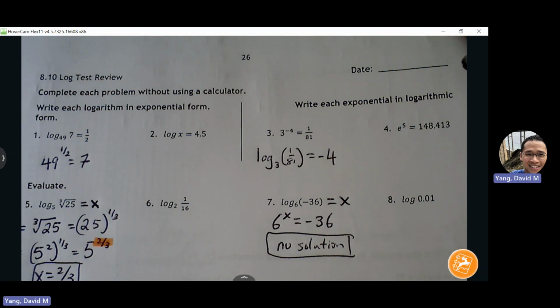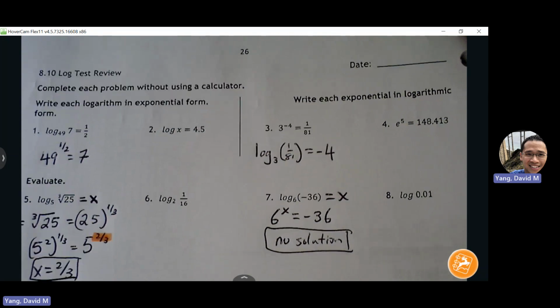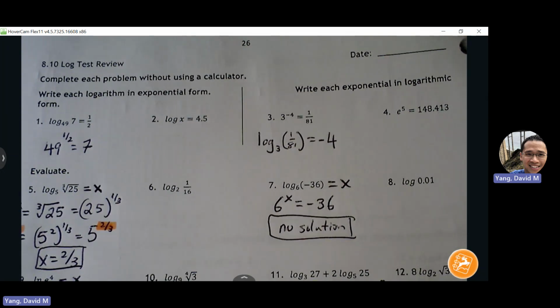Okay, so we worked through the odds. Let's work through the evens on page 26, and we'll pick up on page 27. So go ahead and work through the evens. I'll go through the answers with you. The key is attached in the new packet.